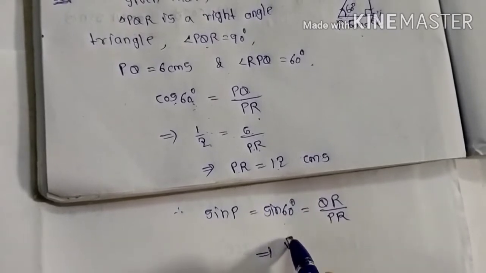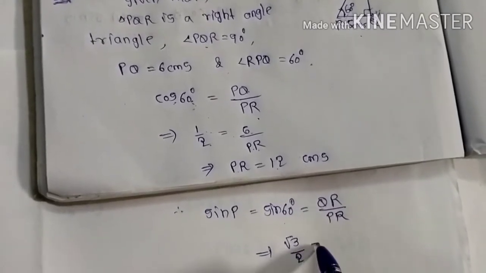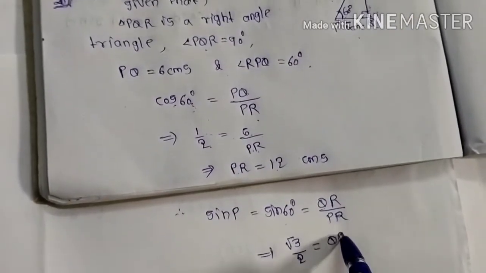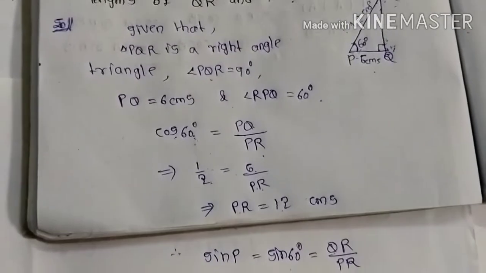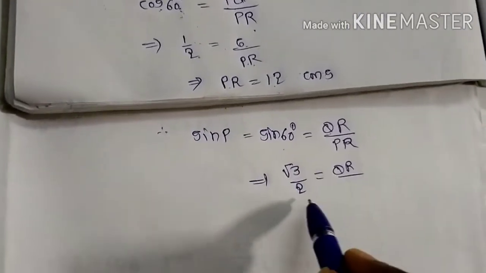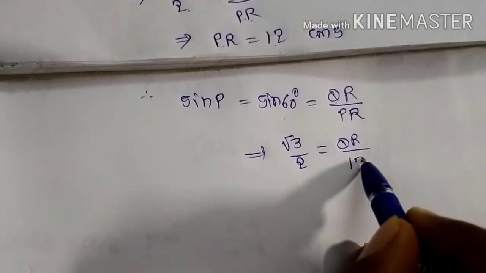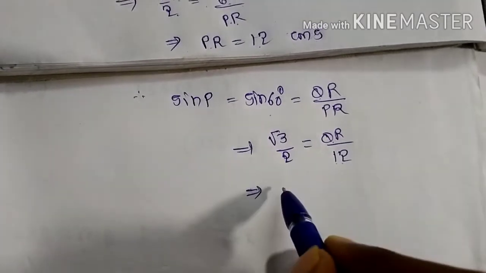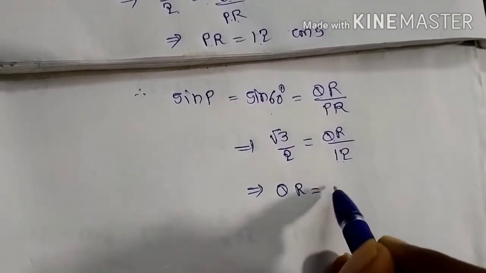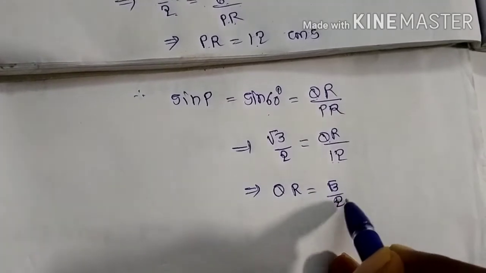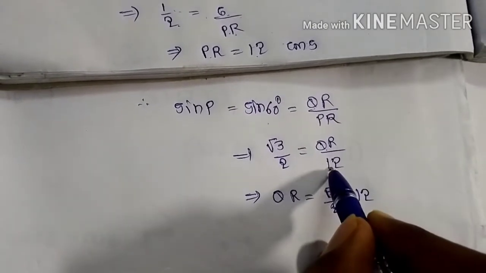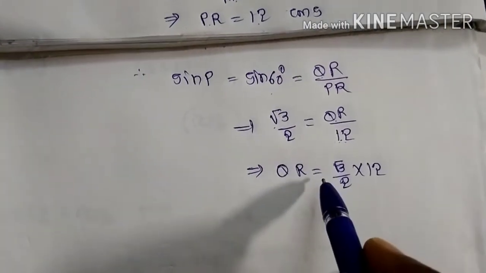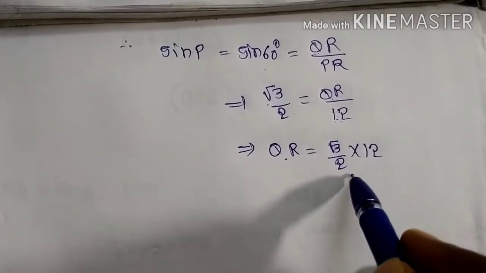Sin 60 value is how much? Root 3 by 2. Yes or no? Sin 60 is equal to root 3 by 2. QR is equal to how much? You need to find QR by PR value. PR is 12 only. We need to find QR, so you can transpose 12 to the LHS. That means I can write QR is equal to root 3 by 2 into 12. Yes or no? It is the denominator 12. If you transpose it to the LHS, it will become the numerator. So I am writing QR is equal to root 3 by 2 into 12.